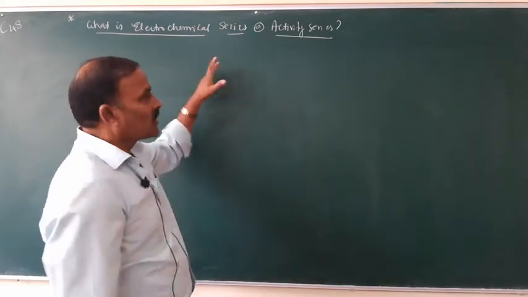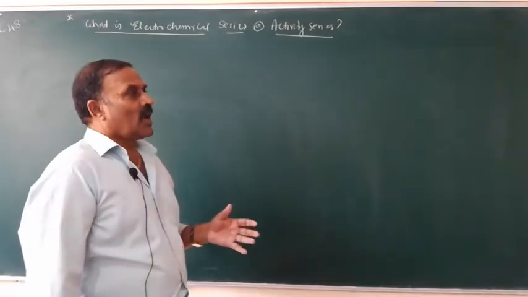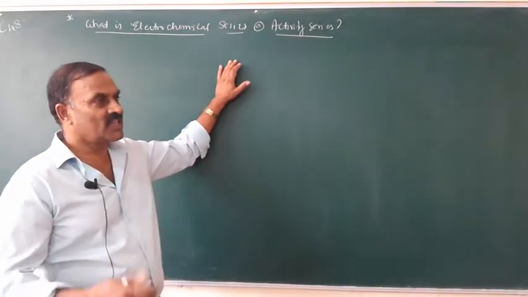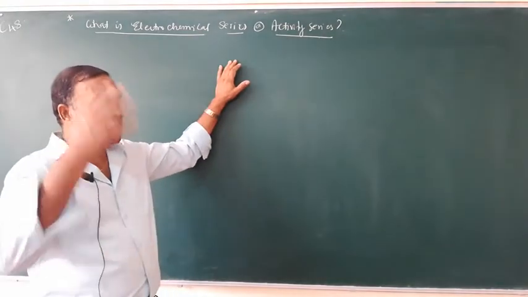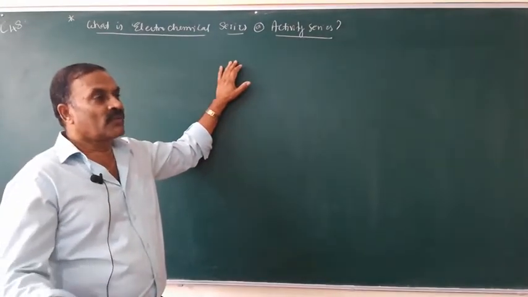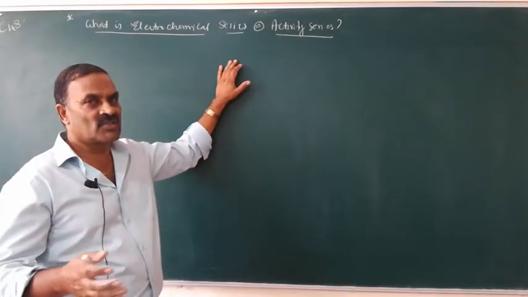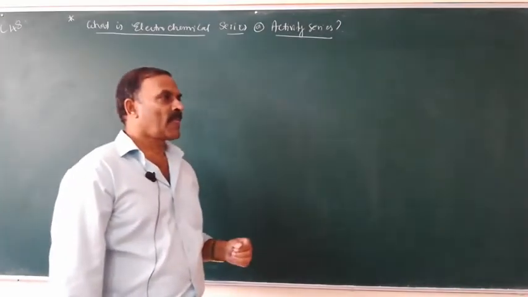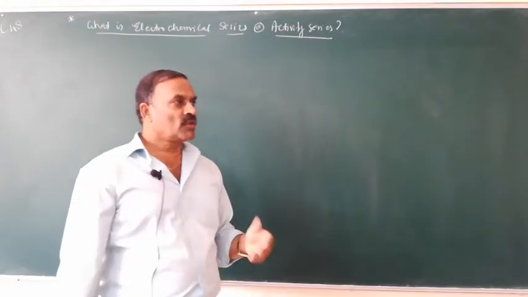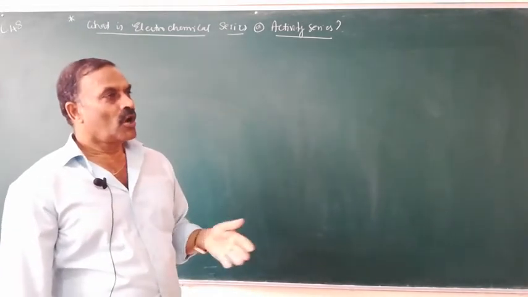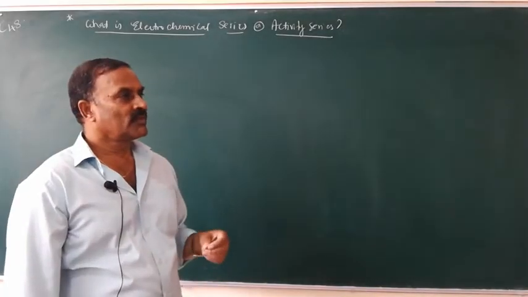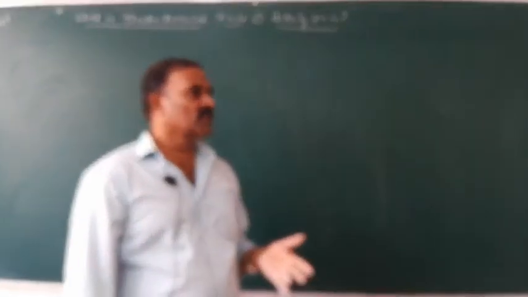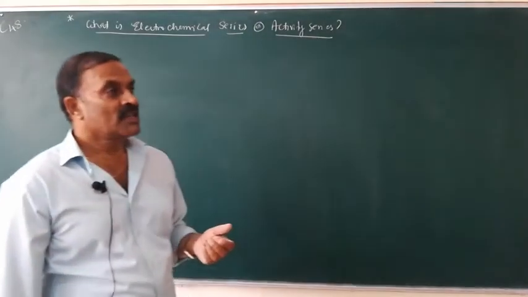Now what is electrochemical series? As I have told you, we can determine the electrode potentials of a number of electrodes using a reference electrode, namely standard hydrogen electrode. If all these electrodes are arranged either in the increasing order of their reduction electrode potential or in the decreasing order of their standard reduction potential, that list of standard electrode potentials is known as electrochemical series.